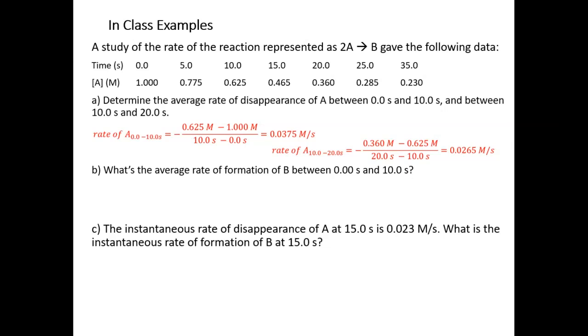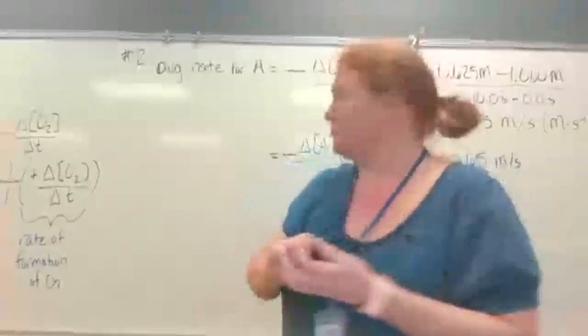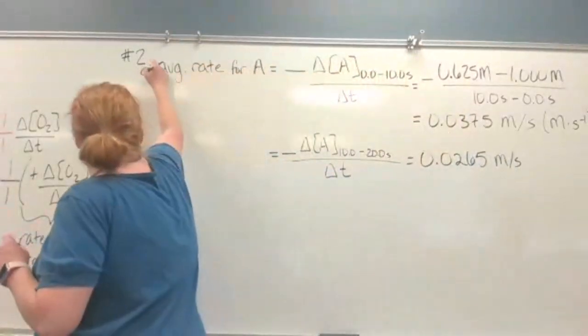Okay, now let's do some relating. Guys, did I give you any information about the concentration of our product B? I only have data for the reactant, but we now know how to relate the two things, don't we? What is the relative rate expression between A and B?